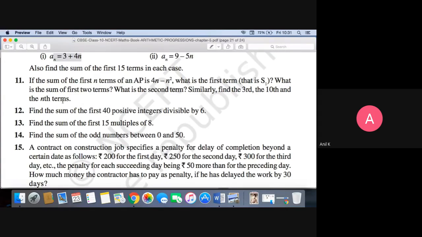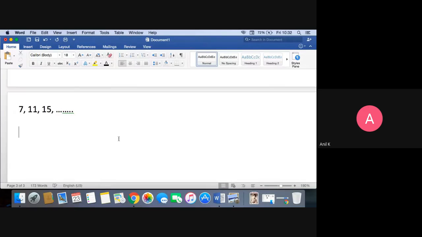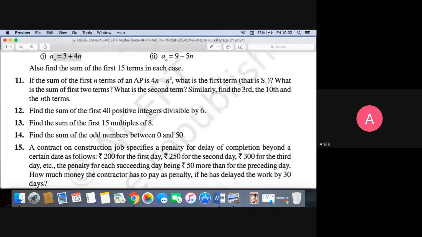Next, the 11th one. If the sum of the first n terms of an AP is 4n minus n square, what is the first term? That is S1. What is the sum of the first two terms? What is the second term? Similarly, find the third, 10th, and nth terms. Sn is given as 4n minus n square. This is question number 11.